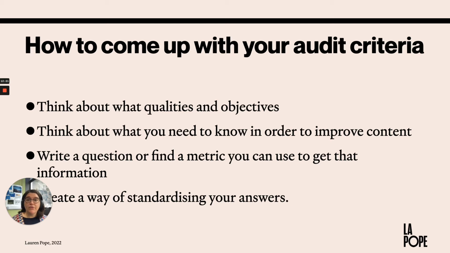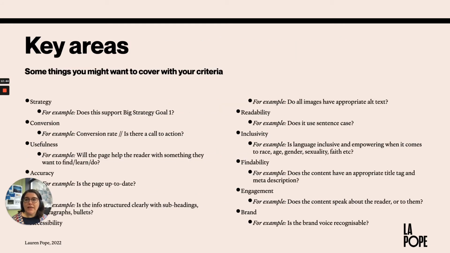You'll also want to create a way of standardizing your answers. For example, you could use a point scale of 1 to 3, or you could use a binary yes, no. If you use a scale, I'd really suggest using some guidance on what warrants the different scores so that you can make it really obvious what you're looking for and be very consistent in your results. These are some of the key areas that I would look at when I'm auditing.